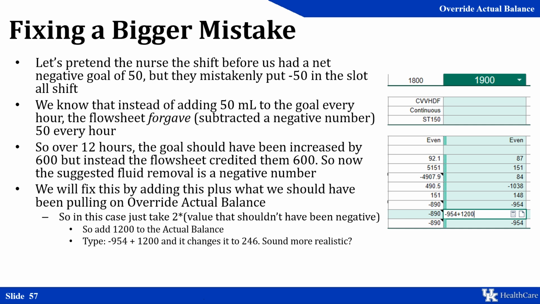So 50 times 12 is 600, and then we multiply it a second time to get us to -50. Thus, we'll add 1200 to our actual balance. So in this case, our actual balance was incorrectly -954, so we'll say -954 plus 1200. Once we hit enter, it changes it to 246. This is much more realistic, and it probably reflects what our actual fluid volume is.